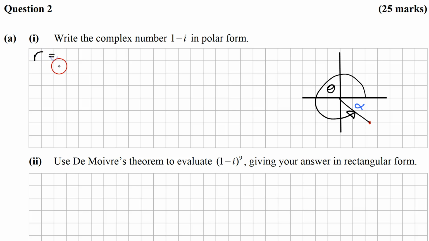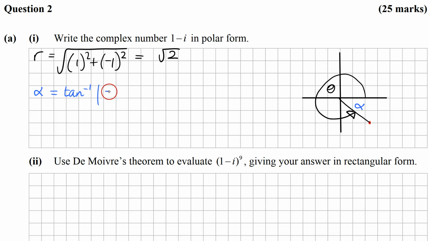So r is equal to the square root of 1 squared, so a squared plus b squared. Don't put any i's in here. Put it into your calculator, and you'll get that that's root 2. And then alpha, first of all, I'm going to find. So alpha is equal to the inverse tan of imaginary over real. Now I'm taking the absolute values of that. So when you get the absolute value of that, you get pi over 4.